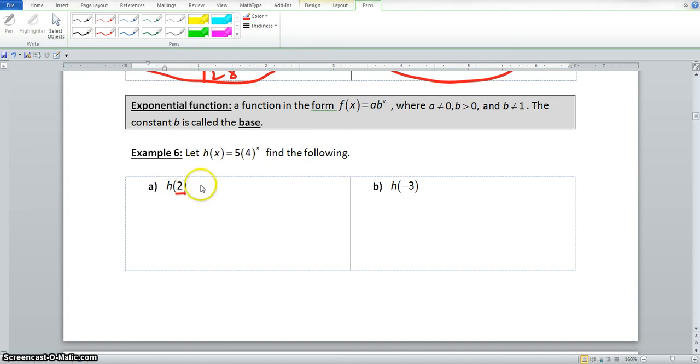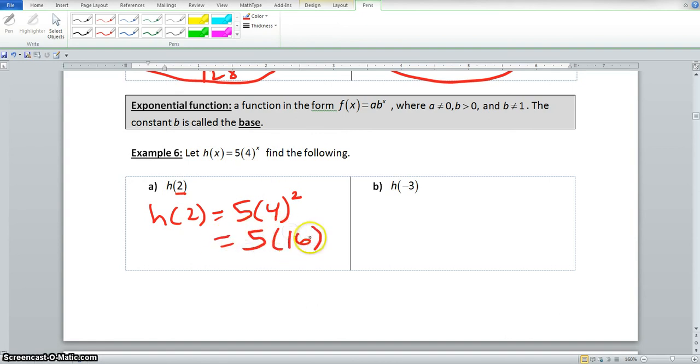So we will have h of 2 is equal to 5 times 4 to the second power. We substitute in 2 wherever x occurred. So now we will have 5 times 16, and 5 times 16 we know is 80. So that is our final answer.